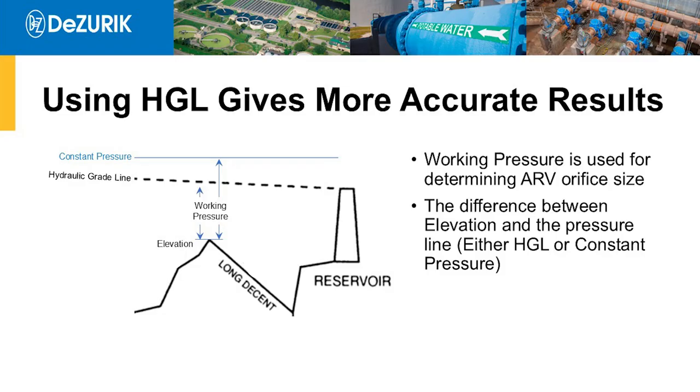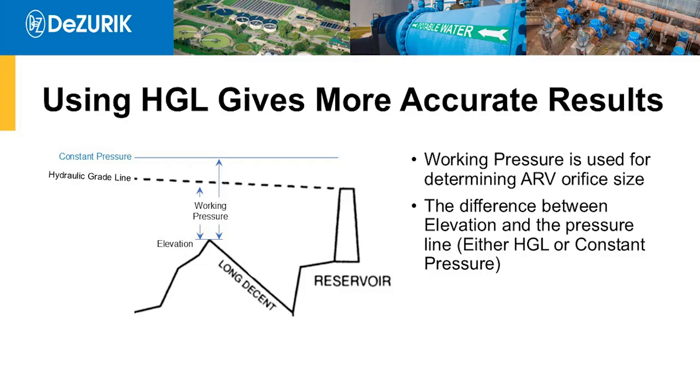The difference between elevation and one of the lines, either constant pressure or the hydraulic grade line, is what's called the working pressure, and that's used to determine the size of the air release valve. That pressure is important. Now looking at this picture, the working pressure based on the constant pressure line is 50% greater or so than the working pressure based on the hydraulic grade line.